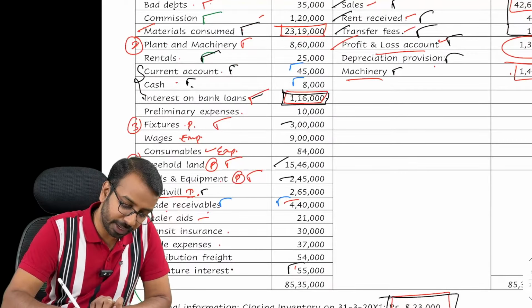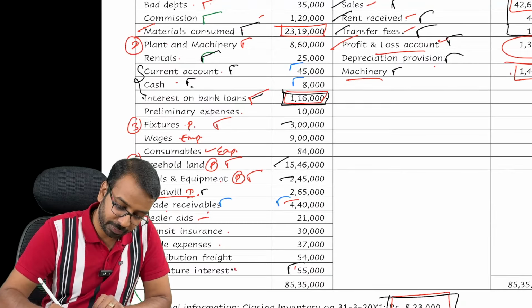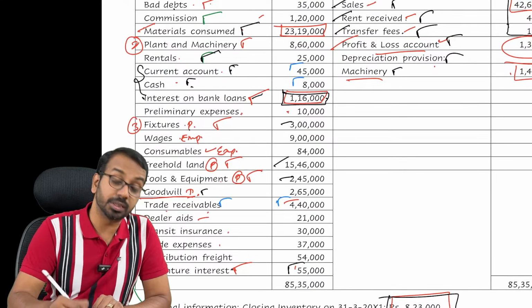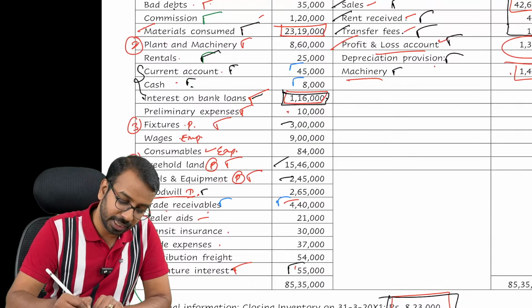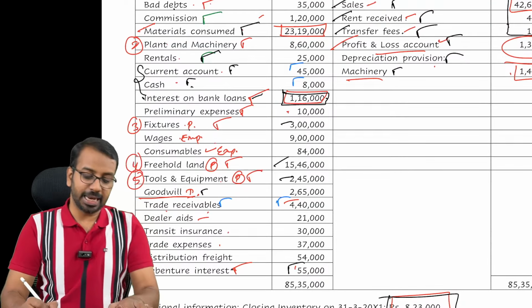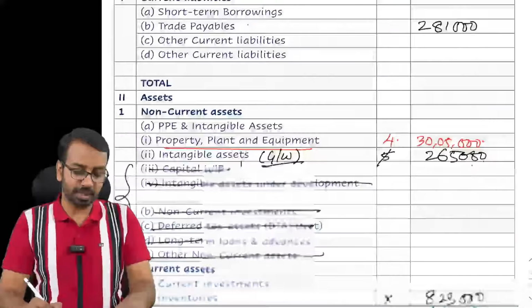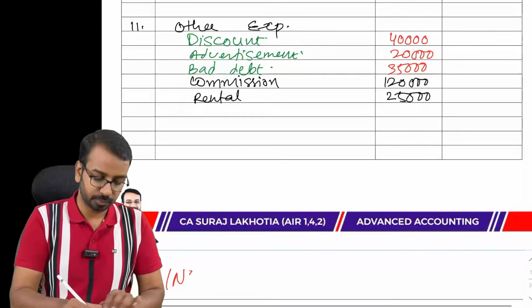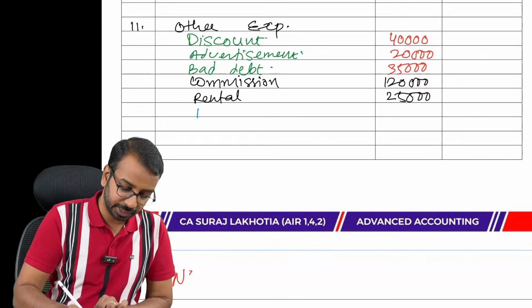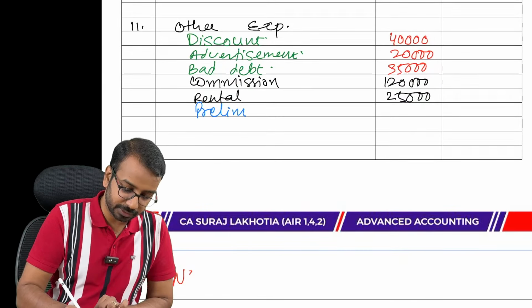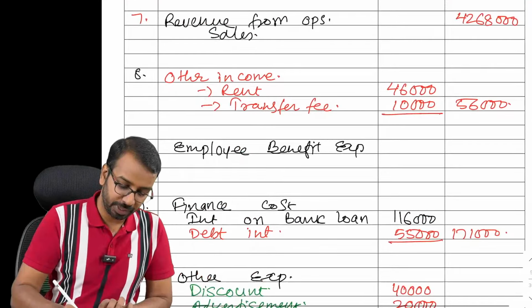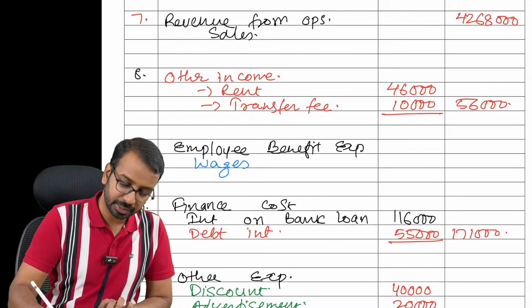Okay. So interest on bank loan is done and your debenture interest is also done. Then we have preliminary expenses 10,000. This is also other expenses. Then we have wages 9 lakhs. So preliminary expenses 10,000, wages 9 lakhs.